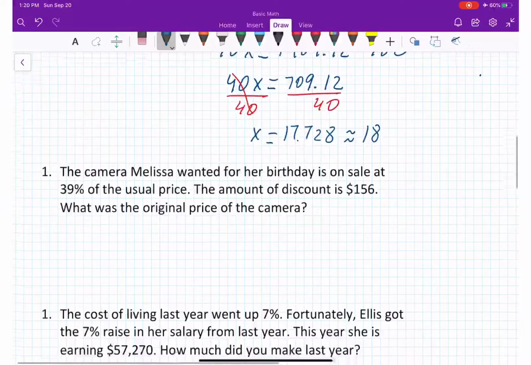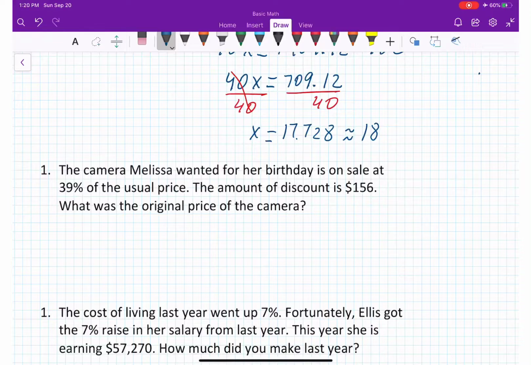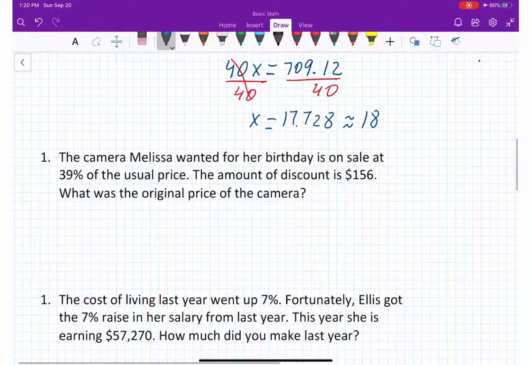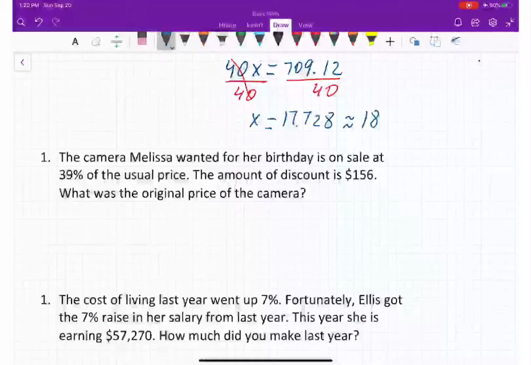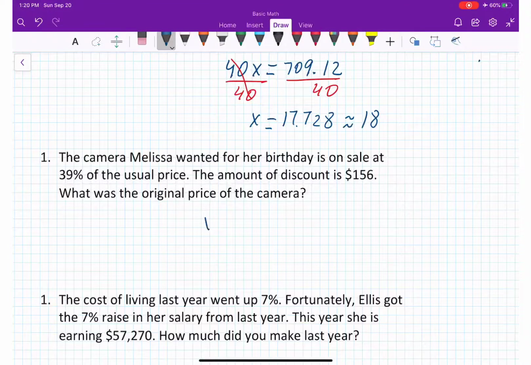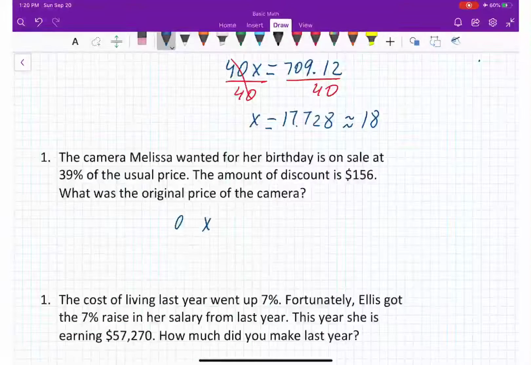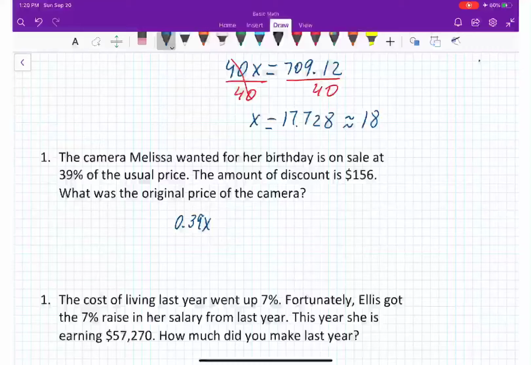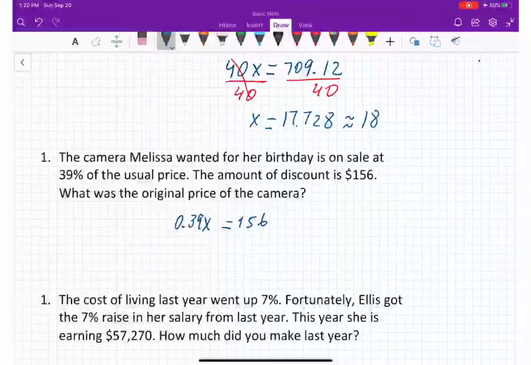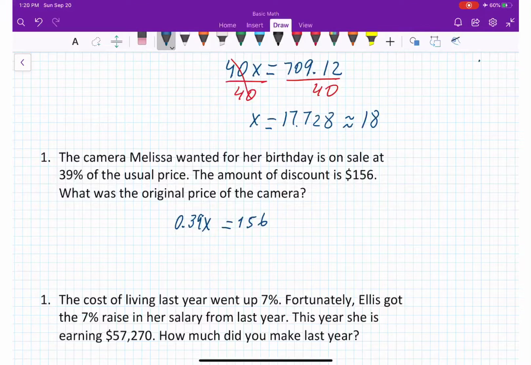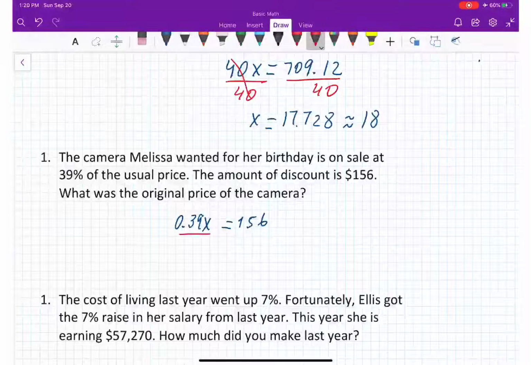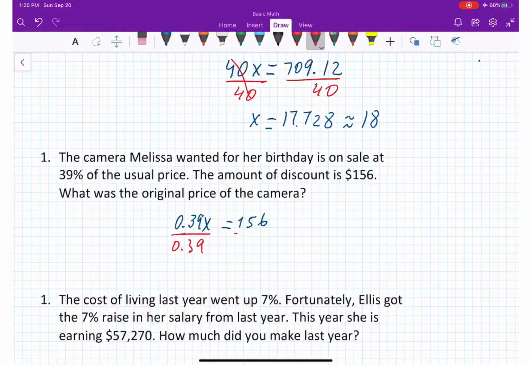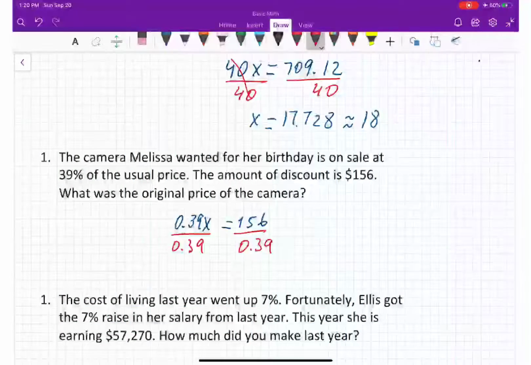The camera Melissa wanted for her birthday is on sale at 39% of the usual price. The amount of discount is $156, so 39% of the usual price. So the usual price we don't know, it's X, and 39% is 0.39, right? We divide by 100. And that's in dollar amount, that's 156. All right, so what we have to do: the original price is X, so we divide by 0.39. Here we divide by 0.39.